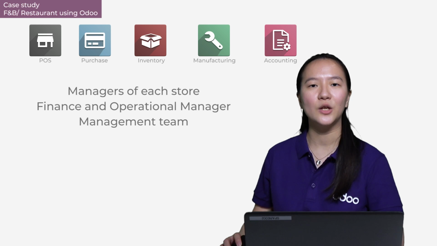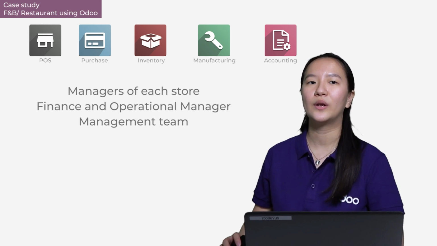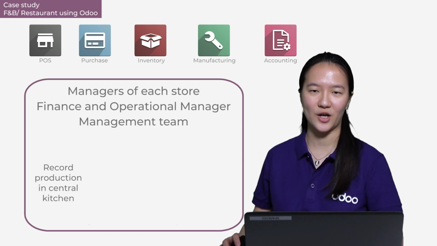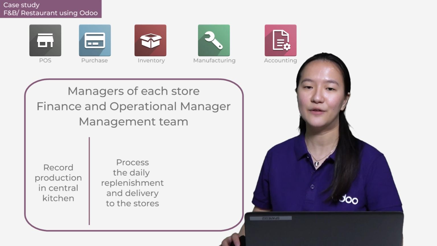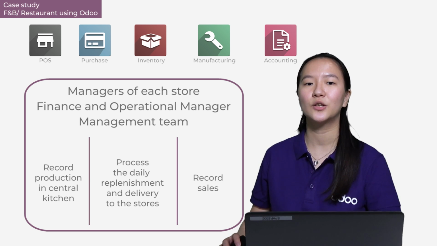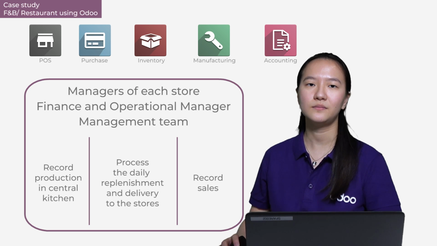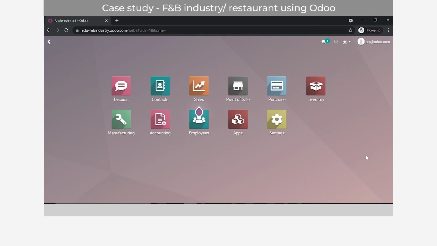So what will they use Odoo for? They will use Odoo to record the production in the central kitchen, process the daily replenishment and delivery to the stores, and lastly to record sales. Let's go to the demo session now.